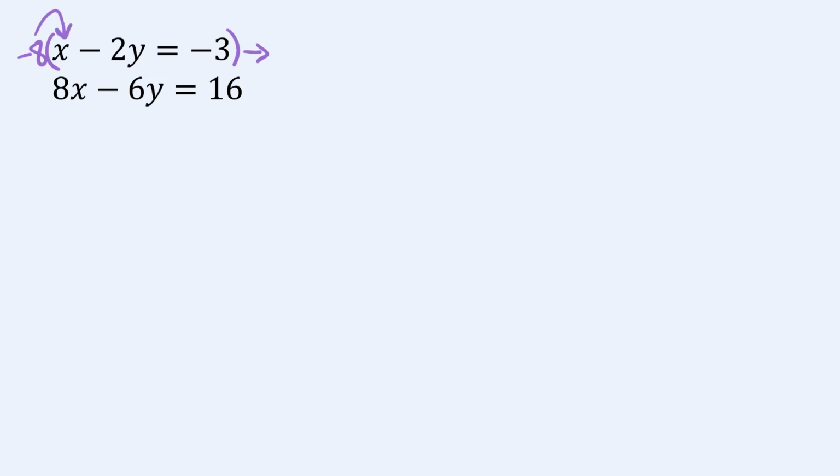So negative 8 times x becomes negative 8x. Negative 8 times negative 2y becomes positive 16y. And negative 8 times negative 3 is 24. Now, I did not do anything to this bottom equation, so I'm just going to rewrite it. 8x minus 6y equals 16.